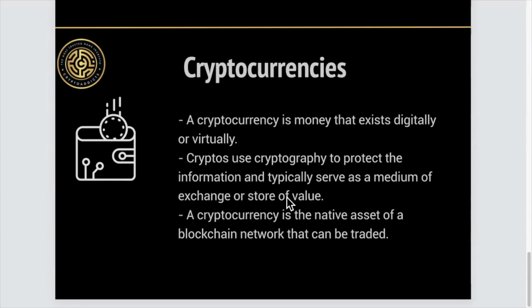A cryptocurrency is the native asset of a blockchain network that can be traded on that network. This part might be a bit confusing, but in later videos, it'll make a lot more sense when we start talking about Bitcoin. But I want you guys to just understand that basic phrase, which is a cryptocurrency is the native asset of a blockchain network. And you can use that cryptocurrency in that blockchain network to transact.